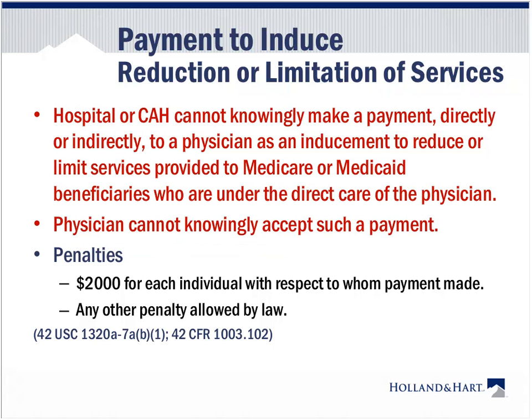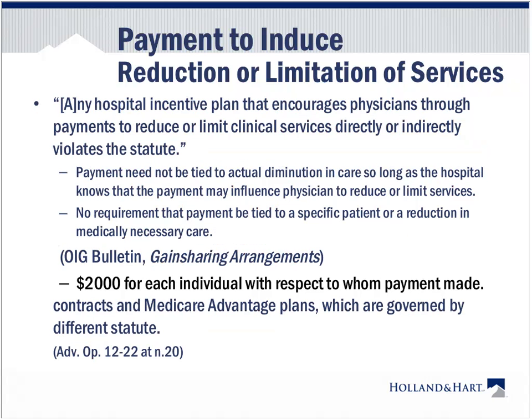So there's a provision in the civil monetary penalties law that states a hospital or CAW, and so this only applies to hospitals or CAWs, a hospital or CAW cannot knowingly make a payment directly or indirectly to a physician as an inducement to reduce or limit services provided to Medicare or Medicaid beneficiaries who are under the direct care of the physician. The physician cannot knowingly accept such a payment. The penalties for this: $2,000 for each individual with respect to whom payment is made, and any other penalty allowed by law. So this provision is pretty broad.